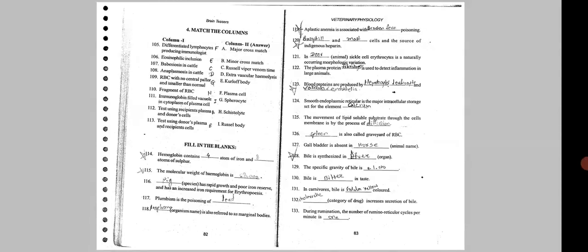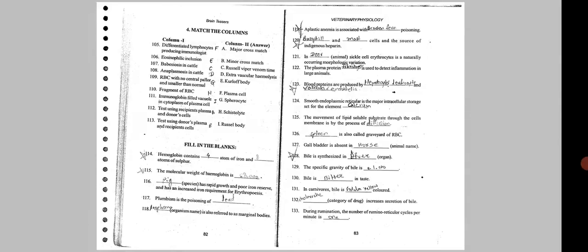Deer red blood cells are sickle-shaped. Basophils and mast cells are the source of endogenous heparin. Heparin is an anticoagulant, the blood anti-clotting protein, and it is secreted from basophils and mast cells.